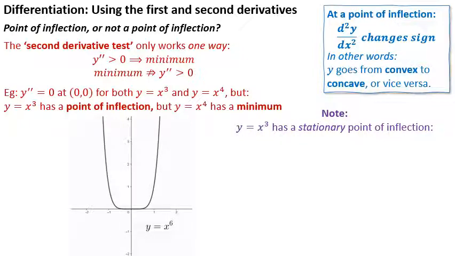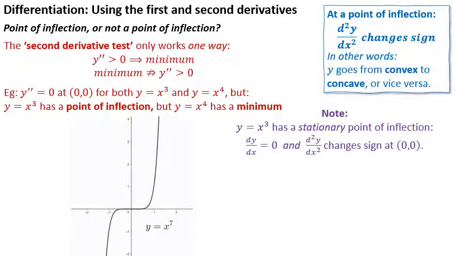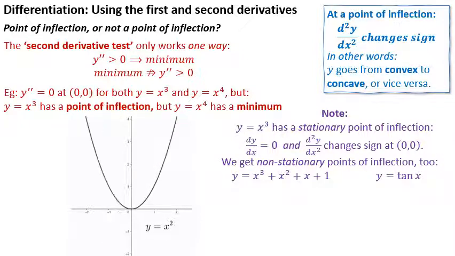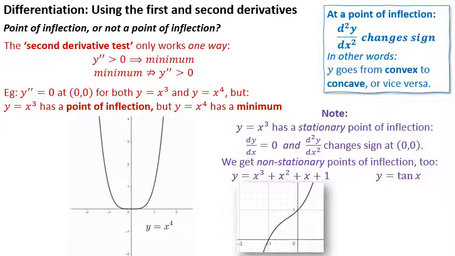And a quick reminder, y equals x cubed has a stationary point of inflection, which means that the first derivative is 0 at the same time as the second derivative changing sign. But you can have non-stationary points of inflection as well. We've mentioned tan x already. Here's another one. y equals x cubed, add x squared, add x, add 1. That's quite a nice one.